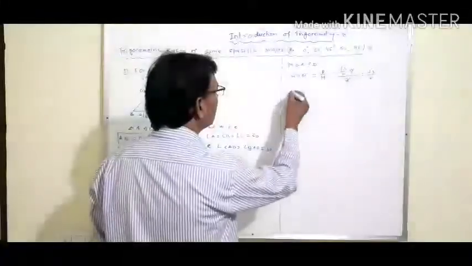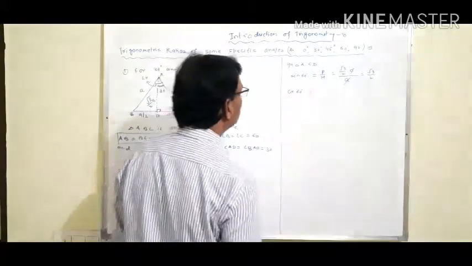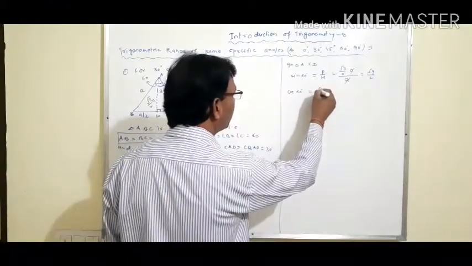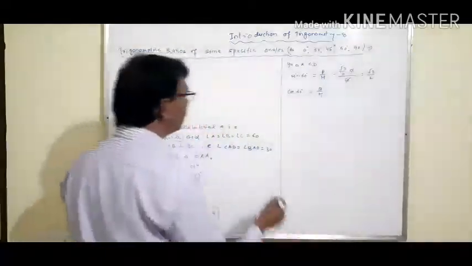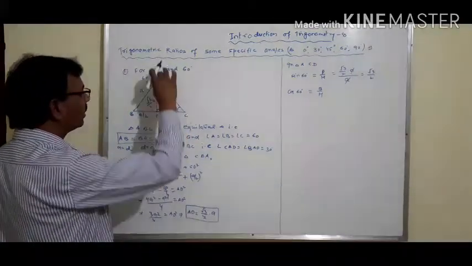Now cos of 60 degree equal to, as you know, cos theta means base upon hypotenuse. For the 60 degree, base will be CD and hypotenuse will be AC.